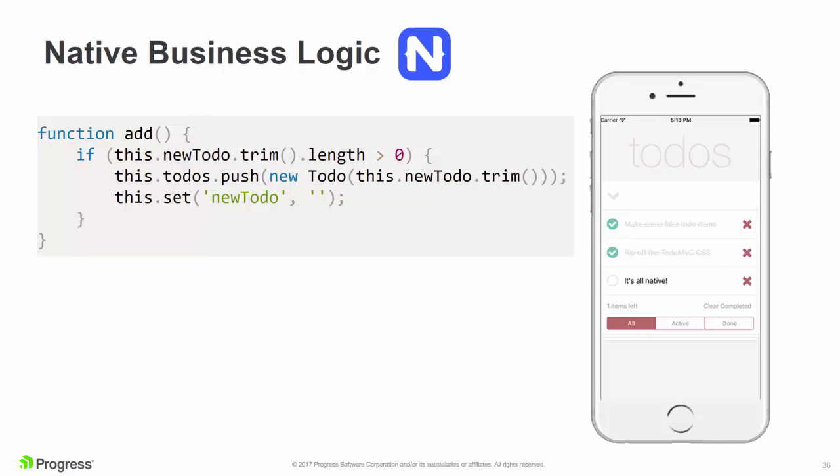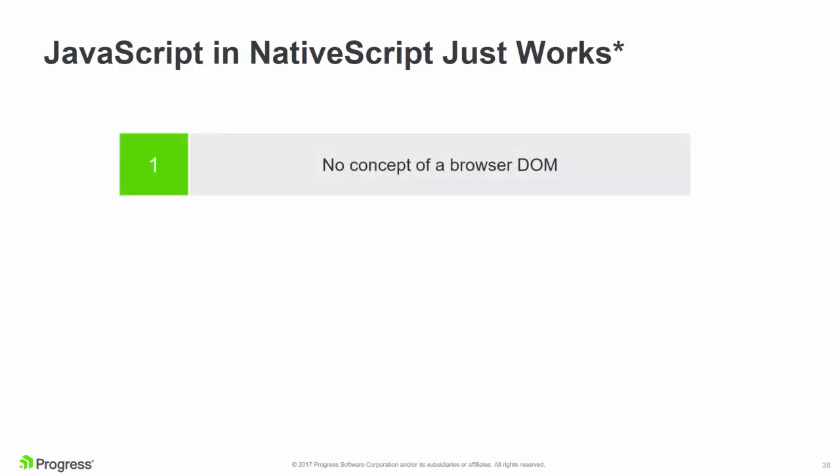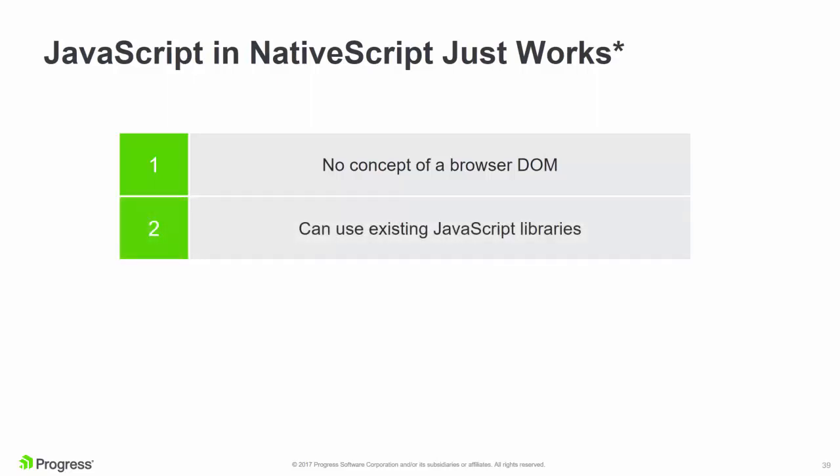Now, I don't mean to imply that you can copy and paste your business logic and have it just work every time. That's why I like to say that JavaScript in NativeScript just works with an asterisk. There are some things you need to keep in mind when migrating an existing app to NativeScript. Again, in NativeScript there is no concept of a web view. Therefore, there is no browser DOM to work with. You can't use jQuery, for instance. You can, however, use a myriad of existing JavaScript libraries. Think of popular libraries such as Underscore, Moment, or Lodash. Those all work out of the box.